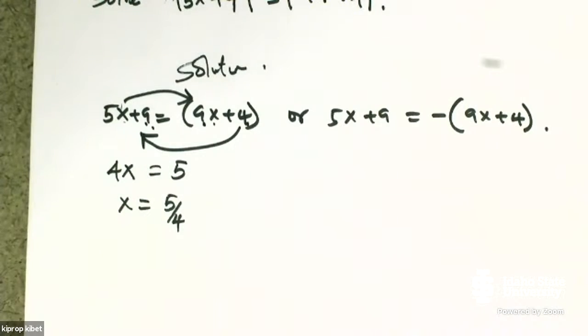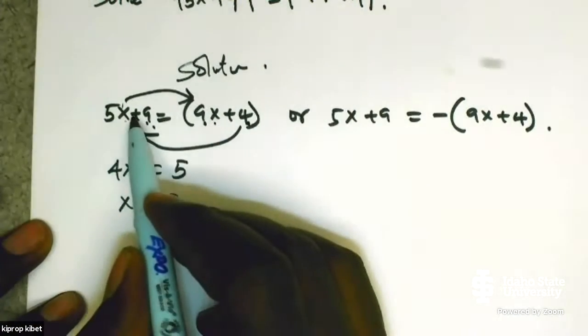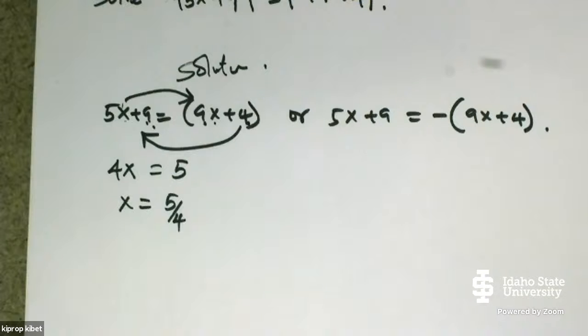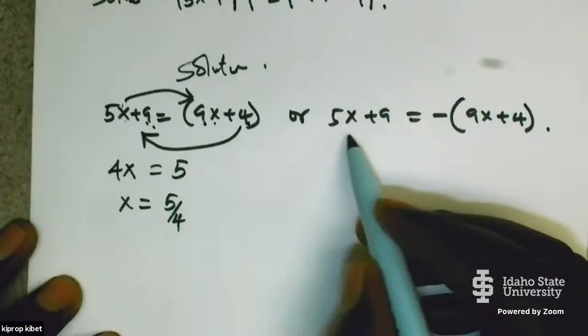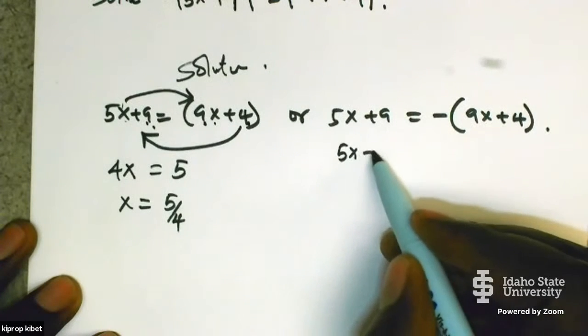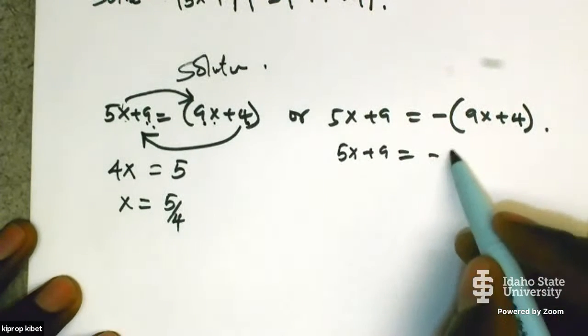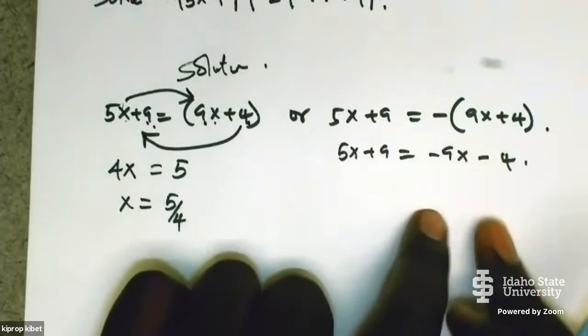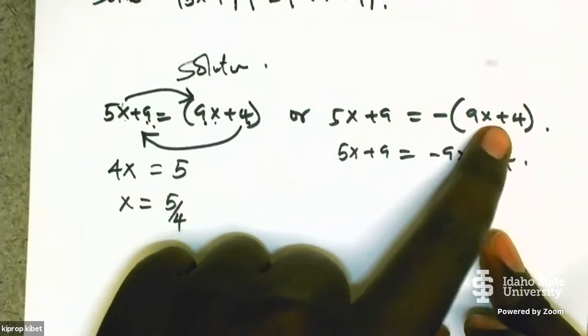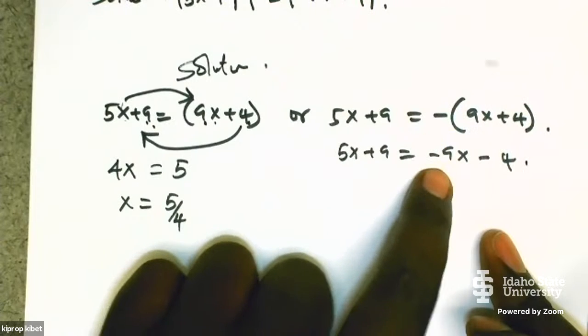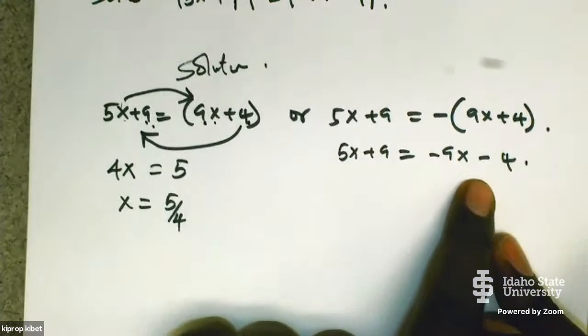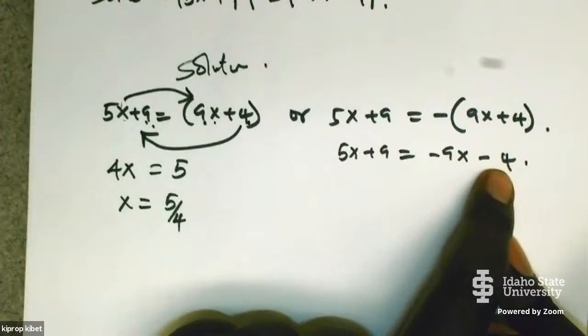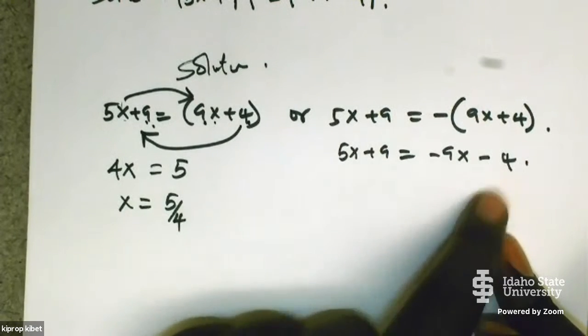Or, yeah, you can bring 9 here. It will still be the same, because the minus and the minus will cancel. Now we open this bracket. So 5x plus 9 equals minus 9x minus what? Minus 4. When you open the brackets, you need to distribute the negative there. So it will be minus 9x minus 4.